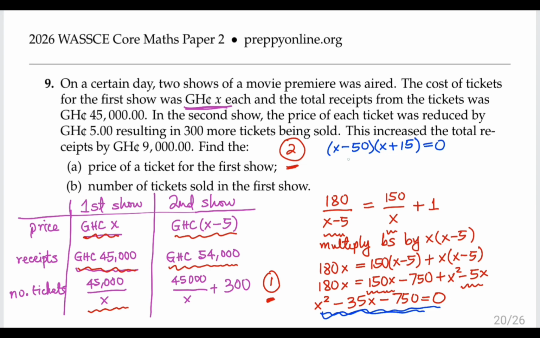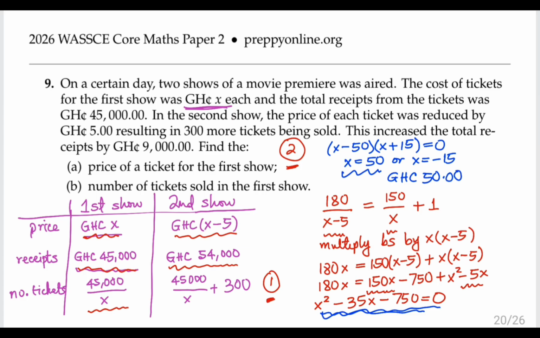If you're not sure, you can expand it just to convince yourself. Now, when this is the case, we have that x is going to be equal to 50, or x is going to be equal to minus 15. Now, because we are dealing with tickets here, which cannot be negative, the answer is that x is equal to 50. That means that the price of a ticket for the first show is 50 cedis.